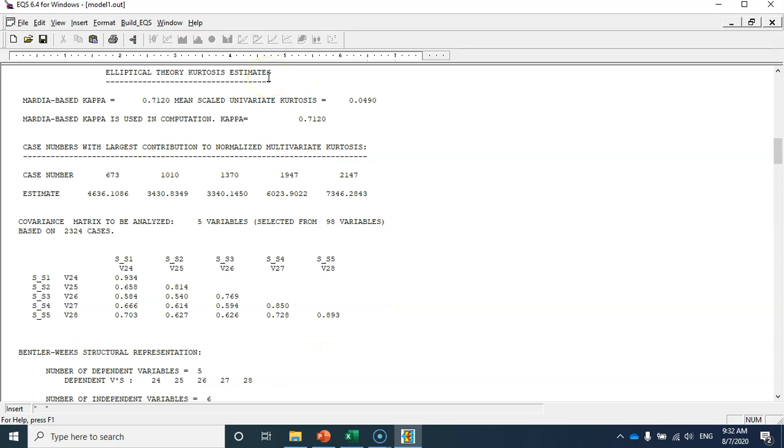After that, we have elliptical theory kurtosis estimates. So again, here we have two statistics. One of them is kappa and the other one is mean scaled univariate kurtosis. And this kappa is used for elliptical computation.